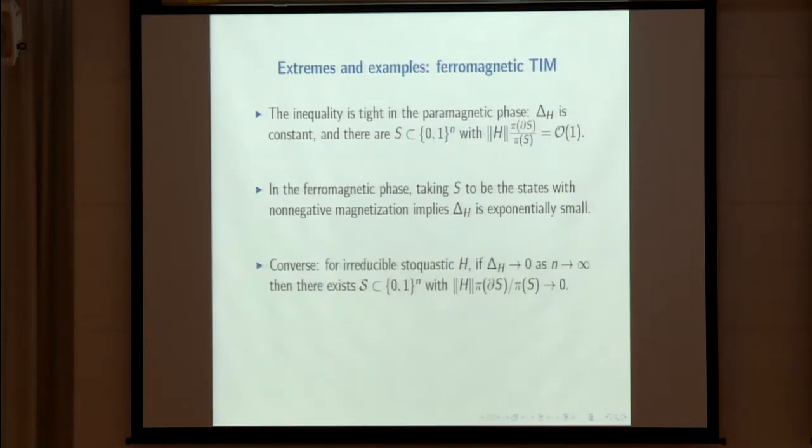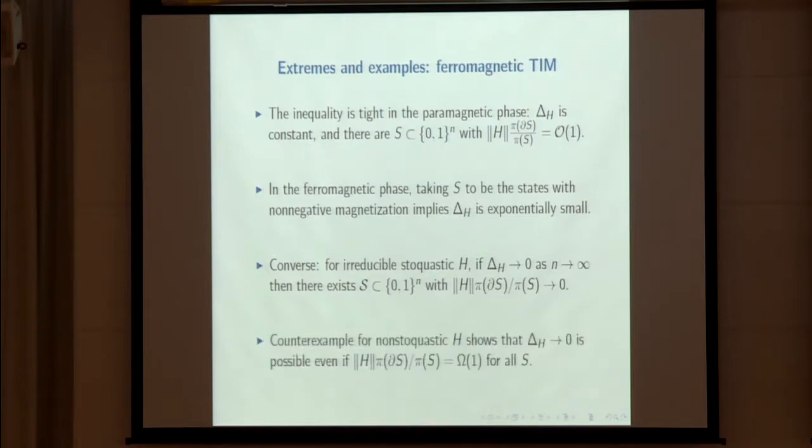More generally, if you have an irreducible stochastic Hamiltonian, which just means it's an irreducible matrix, which is satisfied by the transverse Ising model, and anything containing the transverse Ising model as a subset, then whenever the gap goes to 0 as n goes to infinity, there will exist some set such that this quantity on the right-hand side of this inequality I've been talking about will also go to 0. So you'll always have these sets with small vertex expansion.